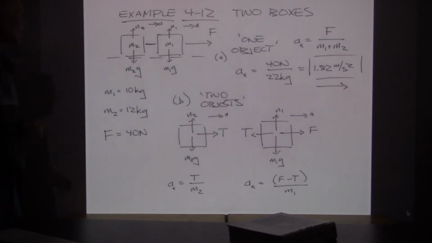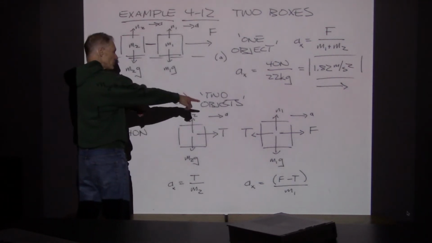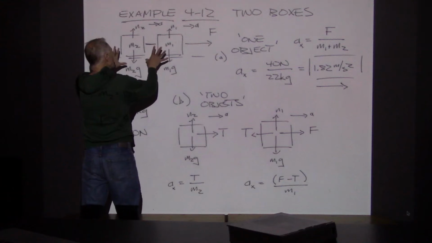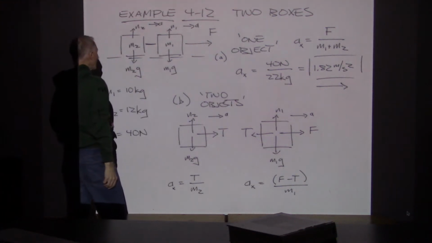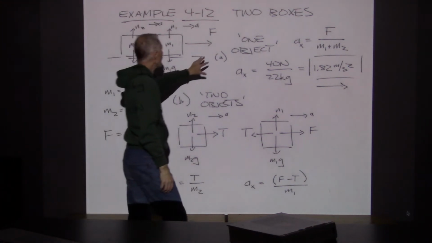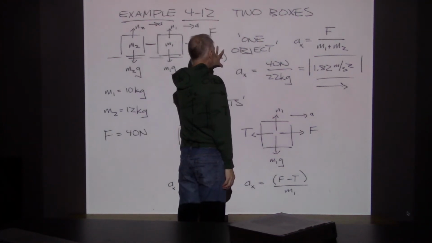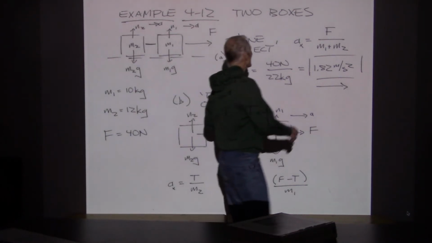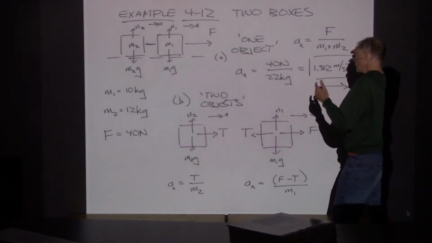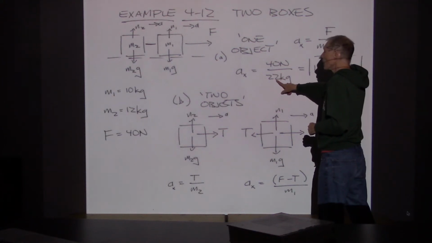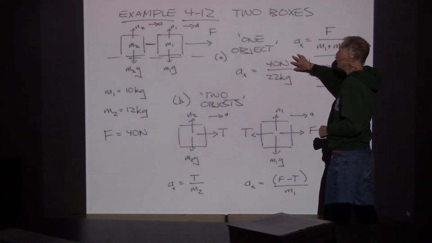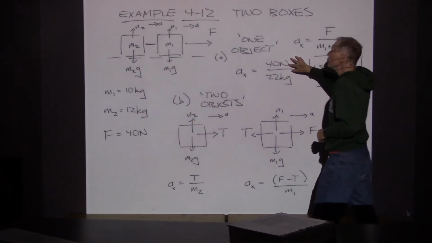So I'm suggesting that in addition to the individual free body diagrams, let's draw one that treats both objects together as one object. So I'm going to take the one object approach. Now when I take the one object approach, how much mass does the one object have? The one object approach says we have one object with a mass of 22 kilograms. Now that one object is being pulled to the right by 40 newtons.